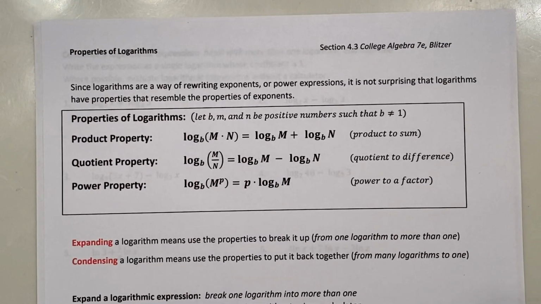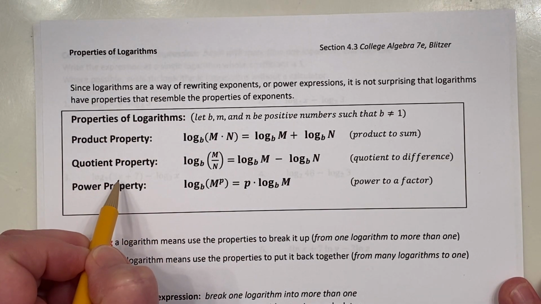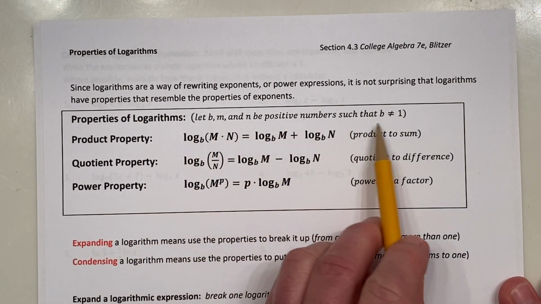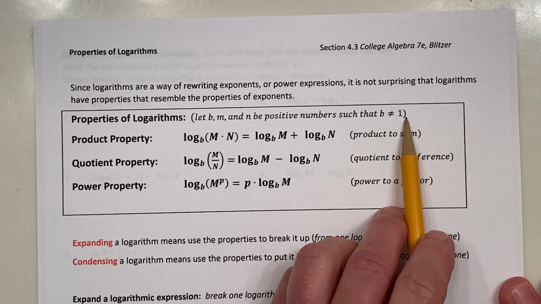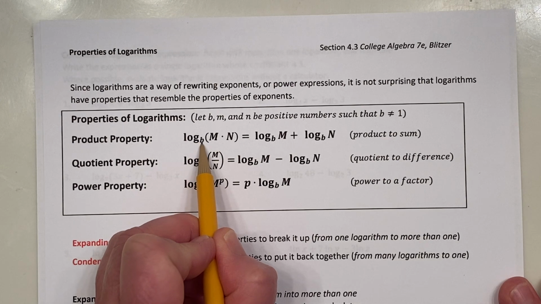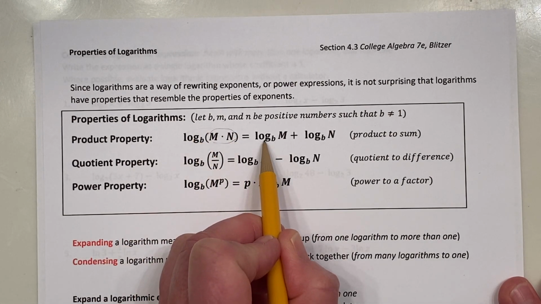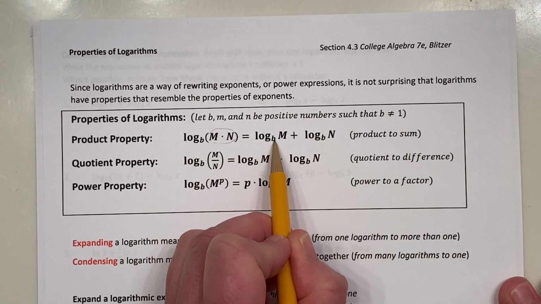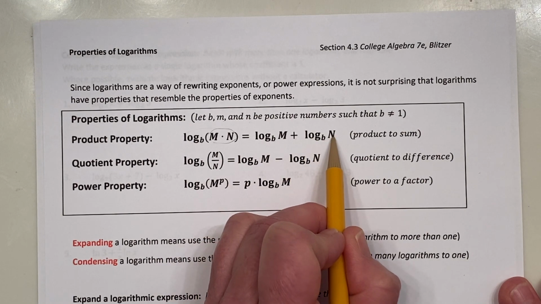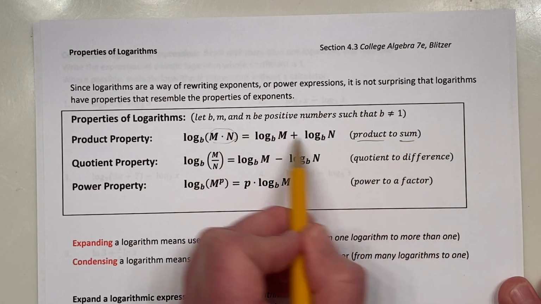So coming back here to the notes, okay, we're told that logarithms have these specific properties. Let's make sure that we understand that b, m, and n have to be positive numbers and that b cannot be 1. The product property for logarithms says that if we have log with some number base b and we have a product here, then this expression is equal to log with base b of m, that factor, plus log base b of n. So we're going from a product, m times n, to a sum right here.